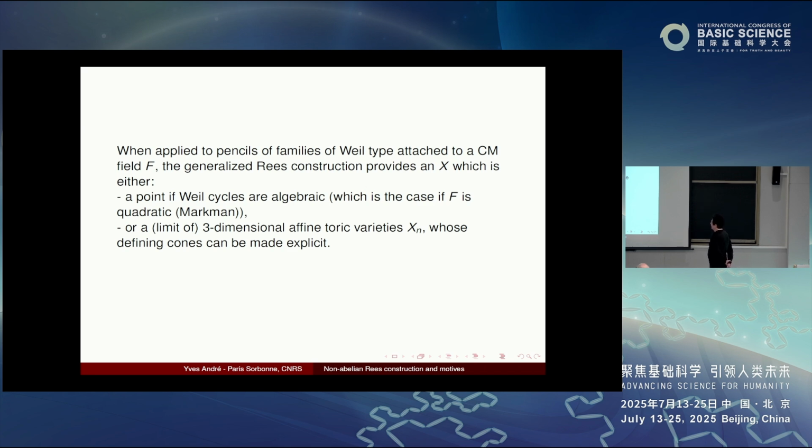Then the generalized Rees construction provides an X, which is either a point if the Weil cycles, those potential counterexamples, are indeed algebraic. And this is the case, in fact, if F is quadratic, by a quite recent theorem of Markman, but it's still open for a bigger CM field. Or, in the alternative, if the Hodge conjecture is not true, you get that these varieties Xn are three-dimensional affine toric varieties whose defining cones can be made explicit.